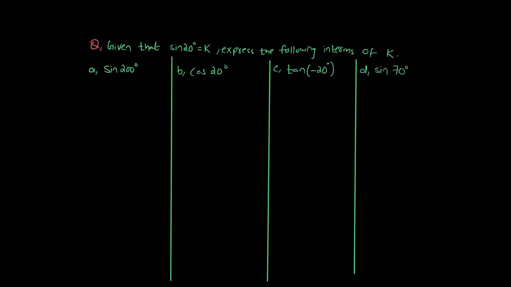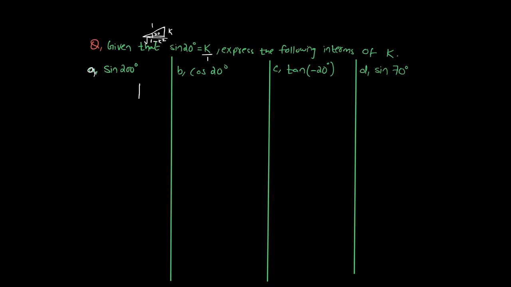So let's look at this question. You have been given that sine 20 degree is equal to k, and you are being asked to express the following in terms of k, which in number 1 is sine 200 degree. So you need to represent sine 200 degree in terms of k. So how do you approach such kind of question? Sine 20 degree is equal to k upon 1. So if you draw a right angle triangle in which you have an angle of 20, the sine ratio is opposite over hypotenuse. So the adjacent side would be the square root of 1 minus k square.